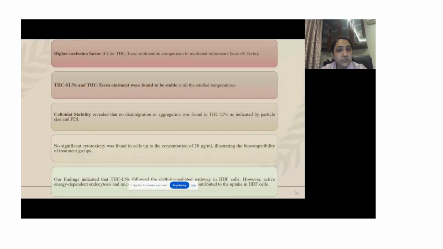And in occlusion study, a higher occlusion factor was obtained in comparison to marketed formulation, and both the formulations were found to be stable at all the temperatures, 25 and 40 degrees also. And in colloidal stability, no aggregation was found in the formulation, that was indicated by particle size and polydispersity index, and no cytotoxicity was found up to 20 microgram per ml, that shows the biocompatibility of the treatment group. And the findings showed the clathrin mediated pathway, as well as energy dependent also.